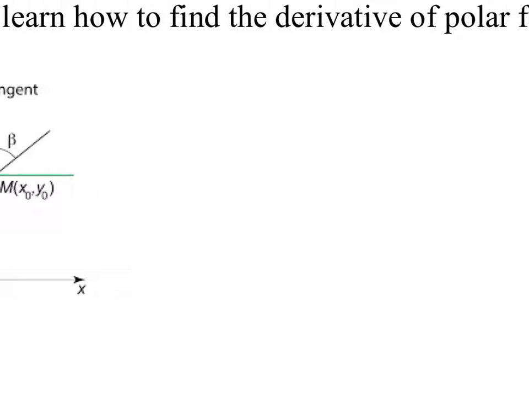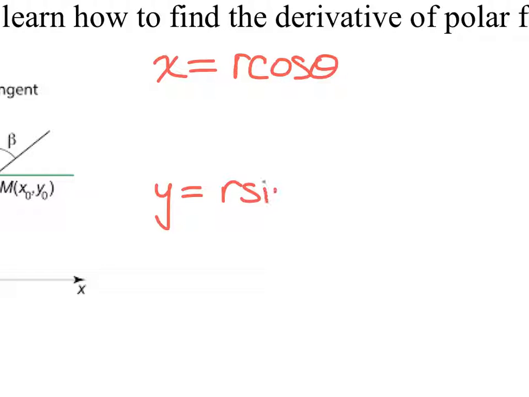x is equal to r times the cosine of theta. y is equal to r times the sine of theta. And that just comes from the unit circle. Sine of theta is equal to y over r, solve for the y. All right. Now, what I can do is take the derivative of x with respect to either r or theta. It does not matter. All right, so I'm going to do it with respect to r.